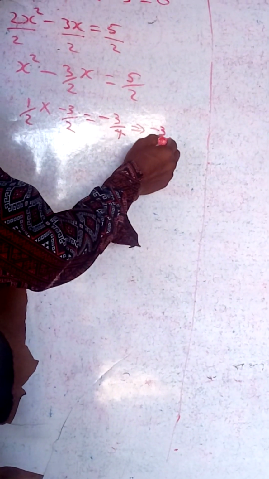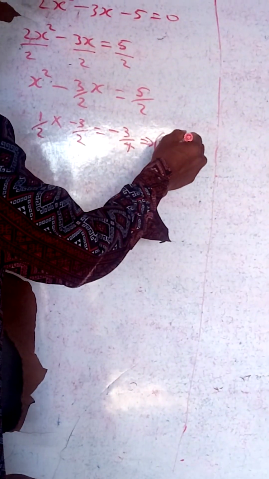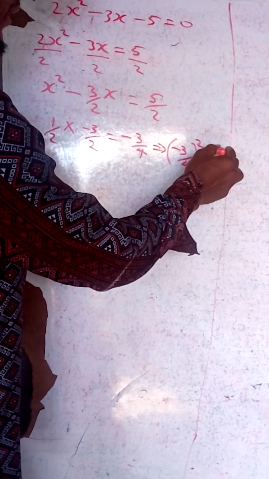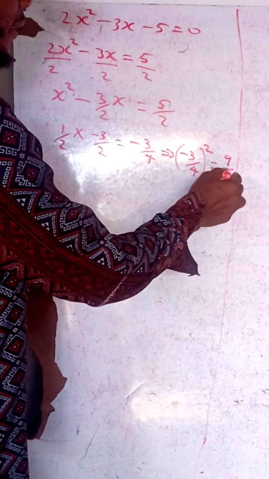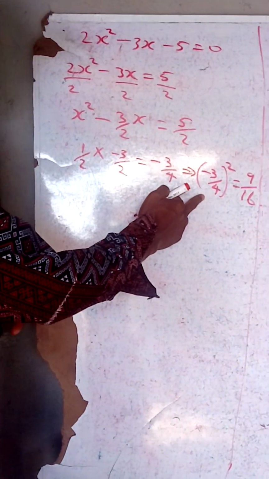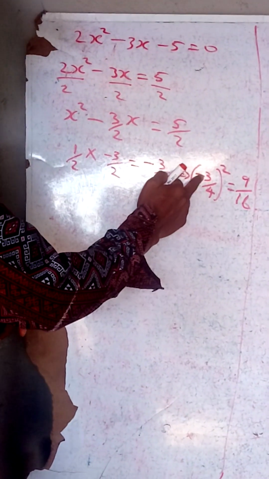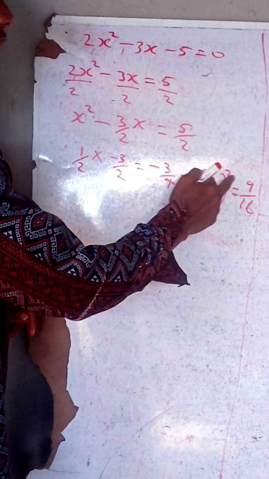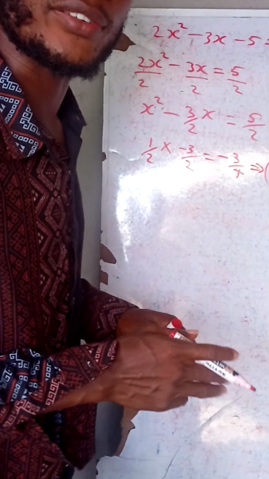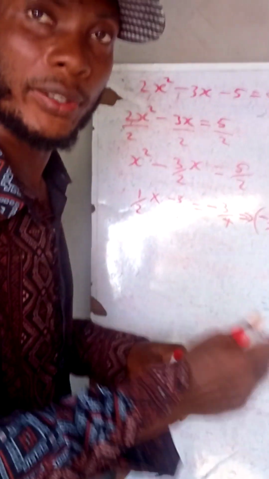So if you square minus 3 over 4, you are going to have 9 over 16. It's going to be 9 over 16. Minus times minus will be plus. 3 times 3 is 9. 4 times 4 is 16. And the next thing is to add it to both sides of the equation.